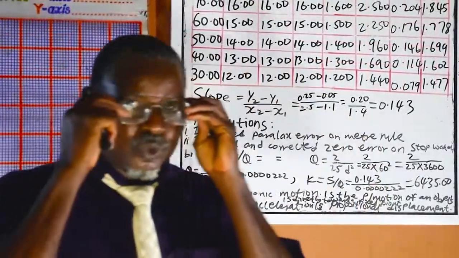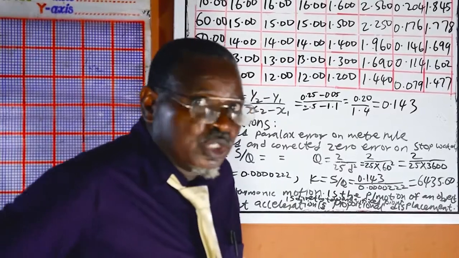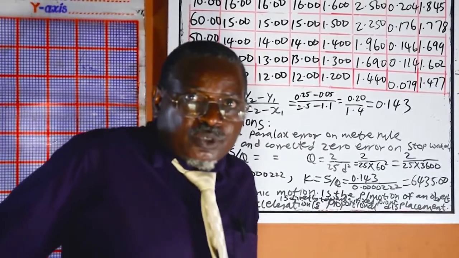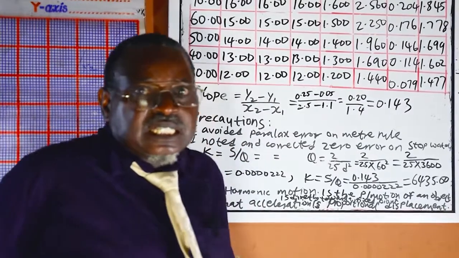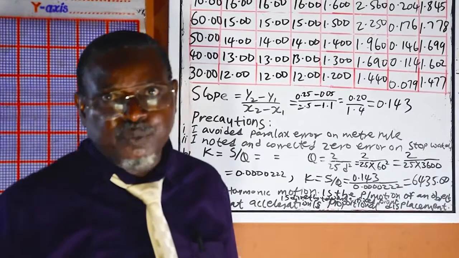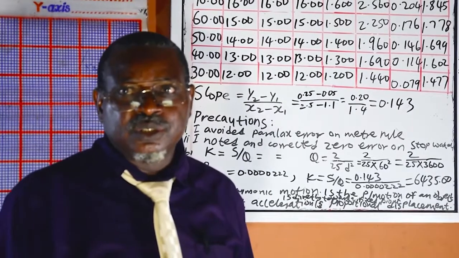Simple harmonic motion is the periodic motion of an object or a particle such that the acceleration is directed toward a fixed point and is directly proportional to the displacement.